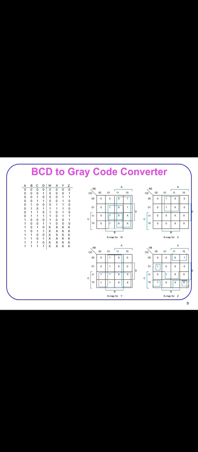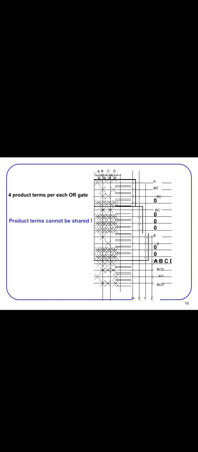Now, for example, a BCD to Gray code converter. The table is given here, and we find the equations using the K-map. These K-maps give the four equations W, X, Y and Z, which we can write here, and these equations are shown in the diagrams as four product terms using OR gates.